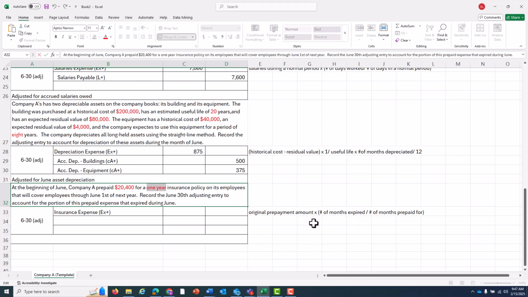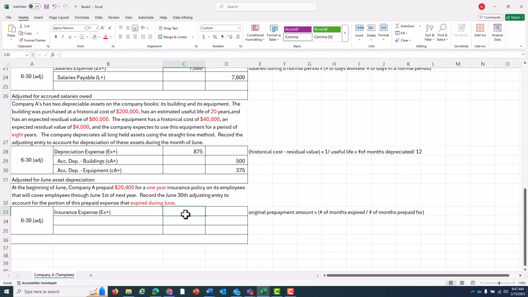The last thing I need now is how many months are expiring. Well, we're just saying expired during June. So 1 month has expired. So what I can do now is take my original prepayment amount of $20,400 and multiply that by the number of months expired, just June, 1, over the number of months we prepaid for, 1-year policy, that's 12 months. 1/12 of that insurance actually got used during the period, so we're going to record an insurance expense of $1,700. What is my credit going to be to?